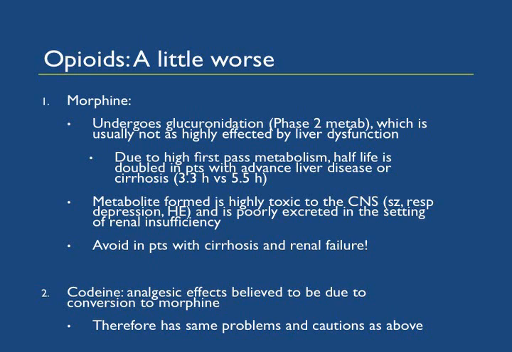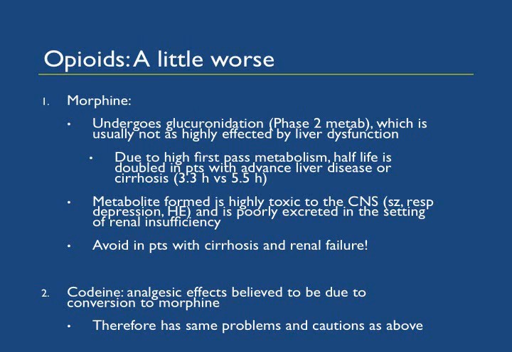Of the opioids that are believed to be a little bit worse in those with liver dysfunction, the first I will discuss is morphine. Morphine undergoes glucuronidation, which is phase 2 metabolism, which is usually not as highly affected by liver dysfunction. However, due to high first-pass metabolism, the half-life of morphine is doubled in patients with advanced liver disease or cirrhosis, with a half-life going from 3.3 hours in patients with normal livers to 5.5 hours in patients with liver dysfunction.